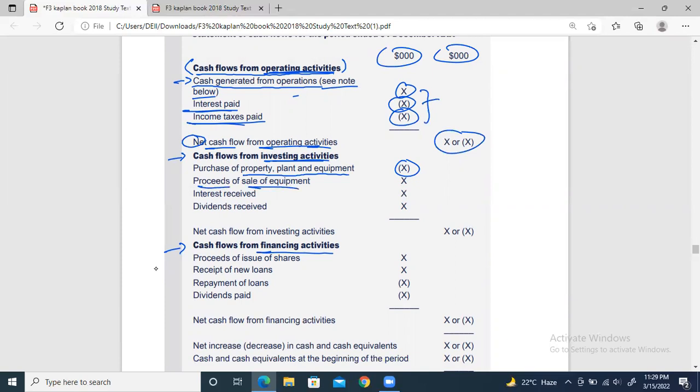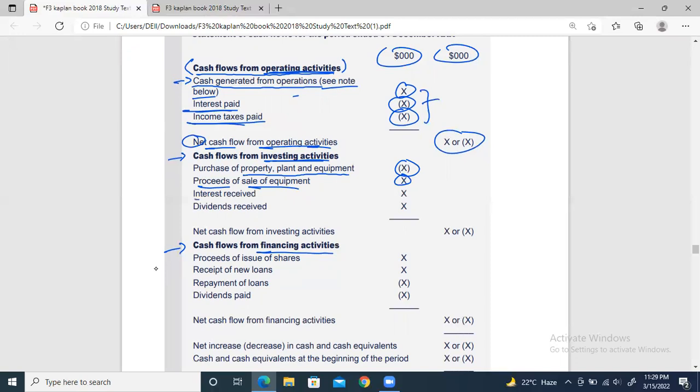Proceeds of sale of equipment. This is also related to investing, right? Because if we are purchasing non-current assets, we will sell them as well at some point of time in the future. So the cash is coming in because of this. That's why it is written as a positive balance, right?